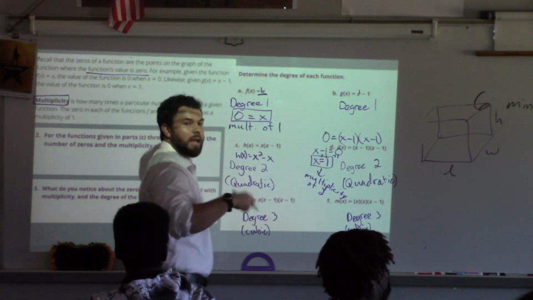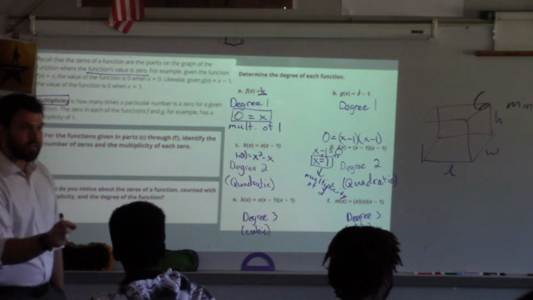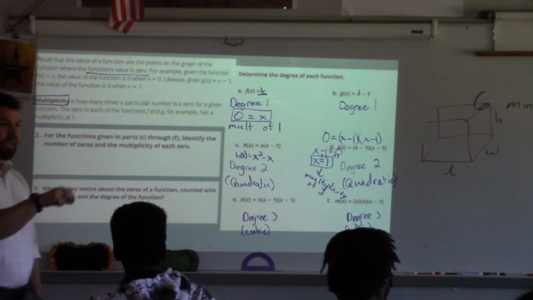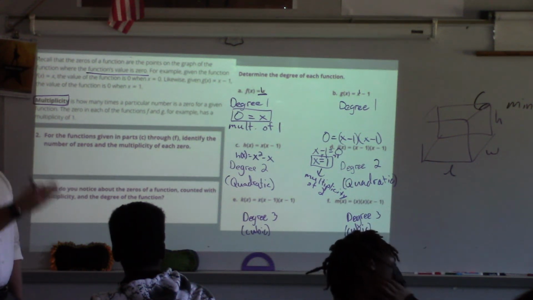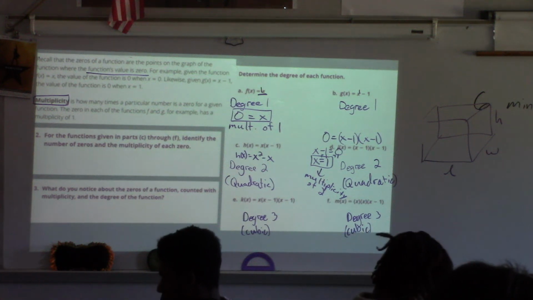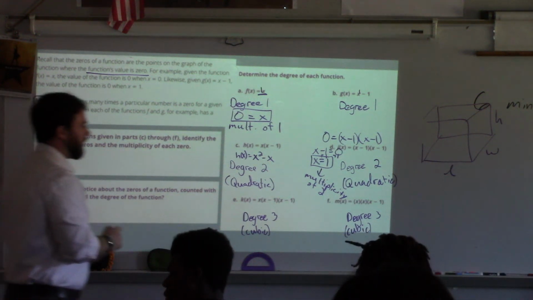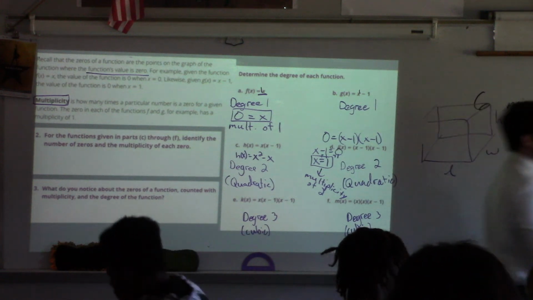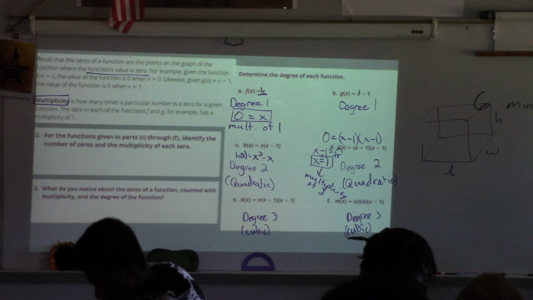So every time that factor, notice how the factor is associated with the 0, every time that factor shows up, it increases the multiplicity. Right? So you have to find the 0 that goes with that factor, and then we identify the multiplicity. We'll pick back up with that tomorrow. Hopefully move through it somewhat quickly.